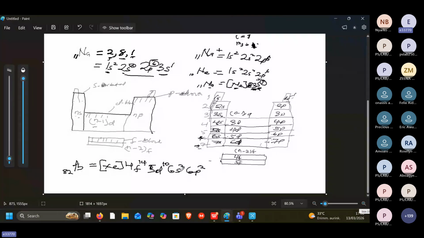Xenon is number 56. 54. Okay, so Xenon is 54. 54 minus 80... yeah, so I'm correct. I don't know about you. So lead will be in period 6, the P block, and then group number 2. Yes, that's correct.